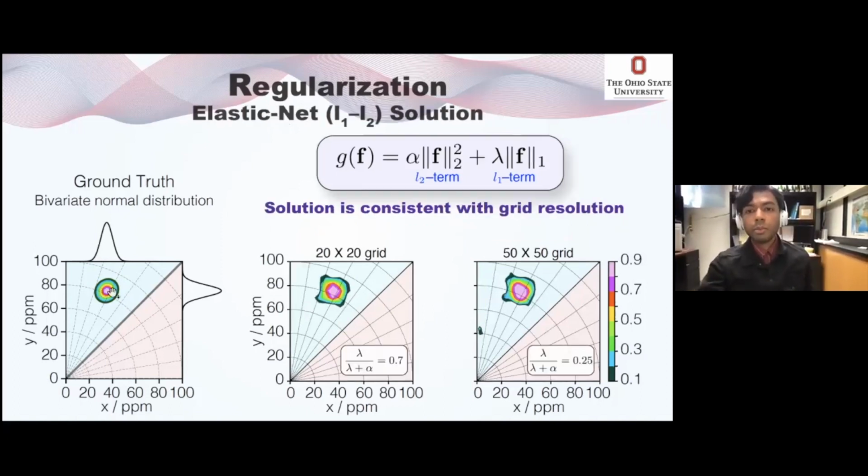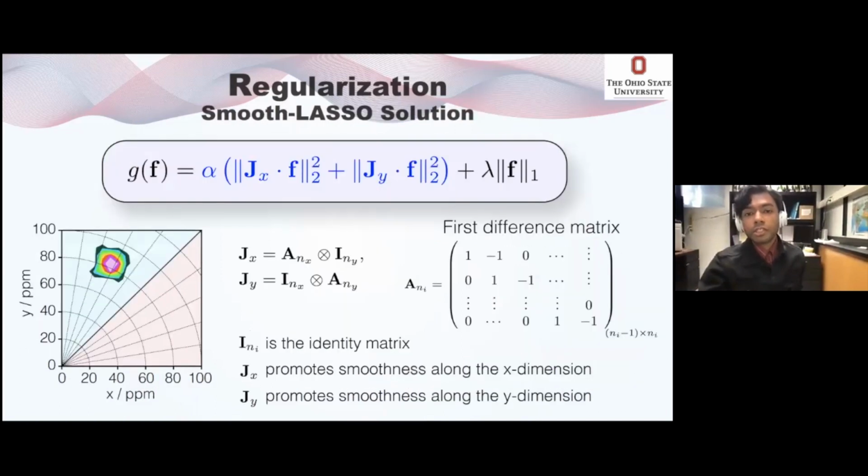So then we came to the elastic net problem, which is to add the L1 and L2 term, which makes it uniform in the sense that the solution is consistent across grids. So if you have a low resolution grid, then the term is L1 dominated, and with a high resolution grid, it's L2 dominant. But now the problem was that you have these sharp edges and then some unwanted isolated spikes. And that's when we used a smooth-LASSO, which is still a combination of an L2 term, shown in blue, and an L1 term.